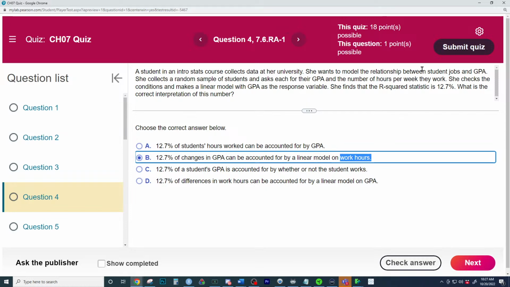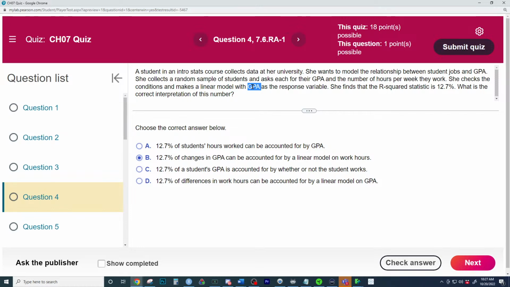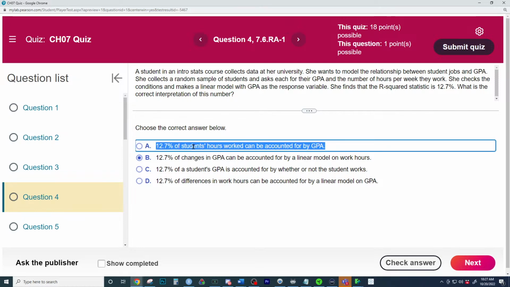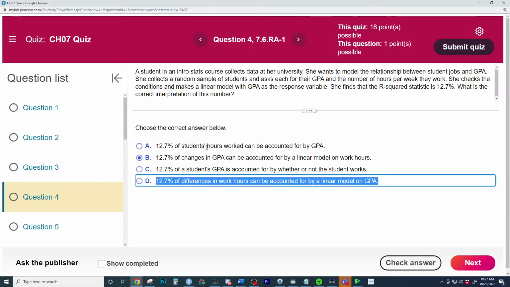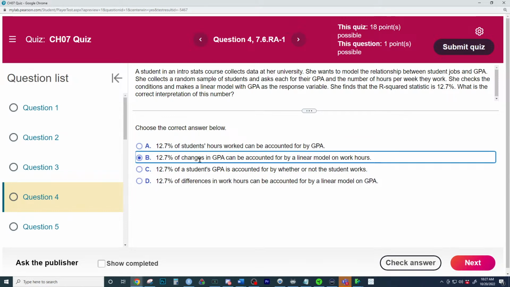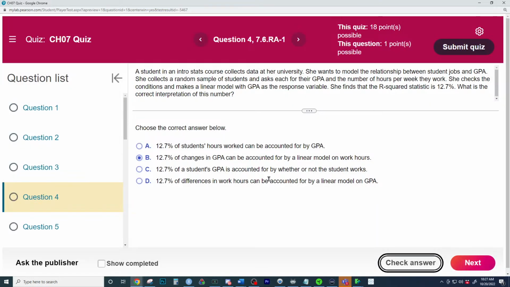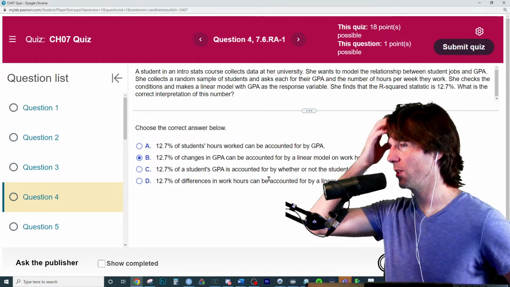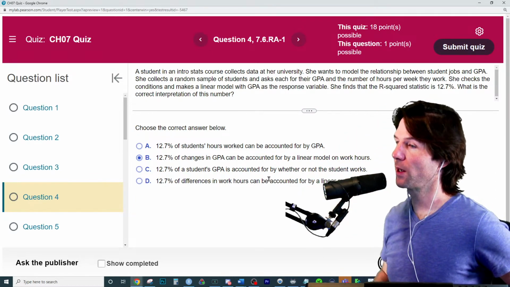She wants to model the relationship between student jobs and GPA. She checks to make sure they're appropriate. GPA is the response. Yes, GPA is the response, the Y variable of interest. So these are just wrong right here because these have the wrong Y variable. So it should be this one. Changes are like the variation. Once again, they're trying to trick you with these weird ways of writing the answers.